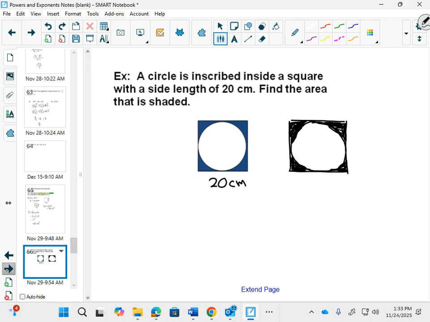Like if you, any number you wanted, you'd say, Mr. J, I'd like to know what the area of the square is. I'd be like, area of the square is 400 centimeters squared. You'd be like, okay, is that helpful? No. How could I find the area of just this part?